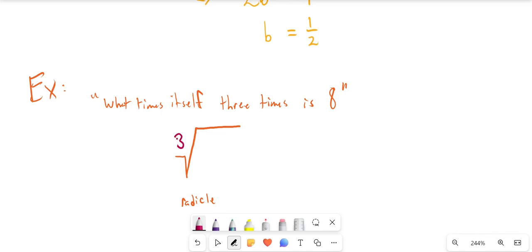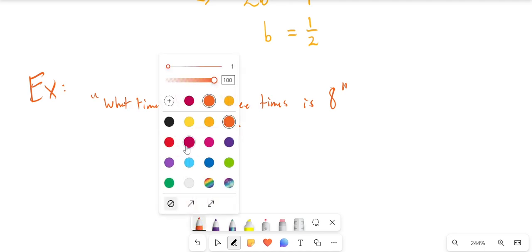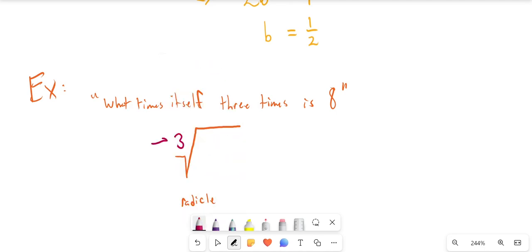We would write this with a 3 here. If there's nothing pictured there, then there's a little invisible 2 telling you something times itself. But if we want to extend the question, what times itself 3 times is equal to 8, then this is how we would do it. We'd put a little 3 up in here. This has a name. This is called the index of the radical.